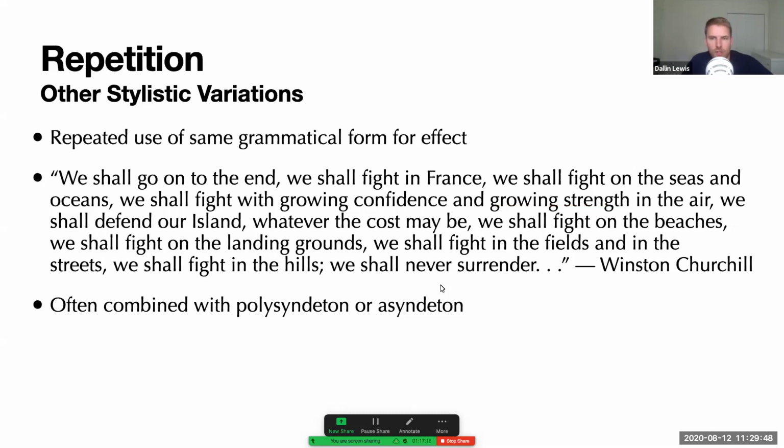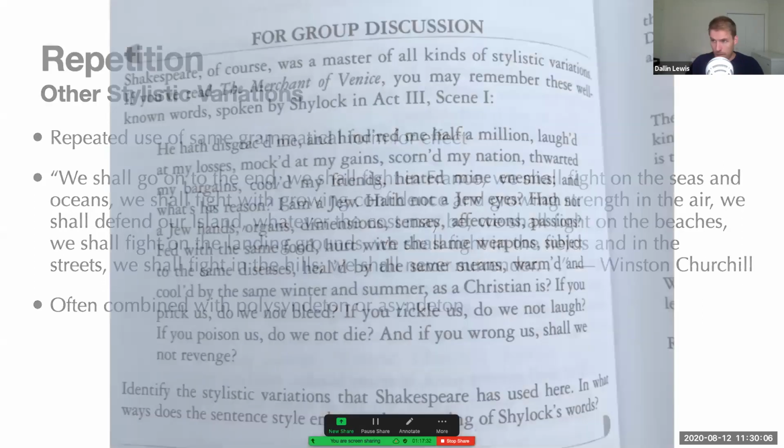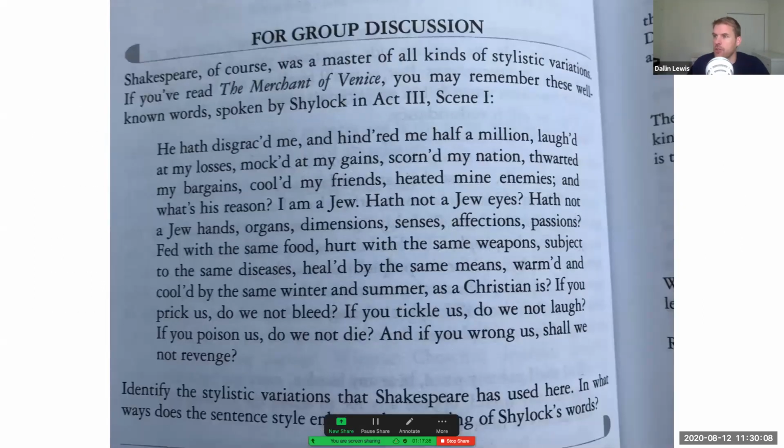Now, often repetition needs to be coordinated, so writers will choose whether or not they want to integrate coordinating conjunctions into the repetitions or not. But I think you often find examples like this where there is asyndeton, where they are not including those coordinating conjunctions. So let's just look at another passage. This is a group discussion that they want us to analyze, a passage from Shakespeare's The Merchant of Venice, and we are trying to identify what type of stylistic devices they use.